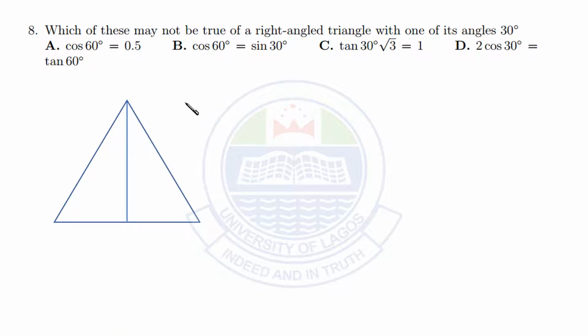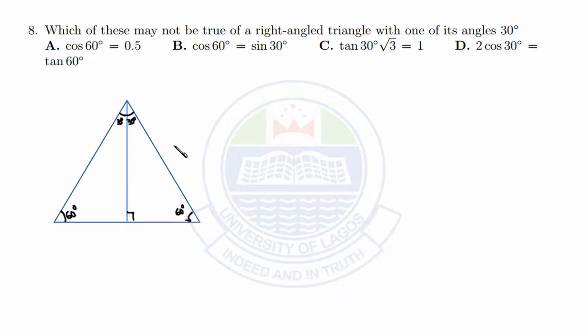In this question, they say which of these may not be true of a right angled triangle with one of its angles to be 30 degrees. So suppose we have an equilateral triangle. Of course an equilateral triangle has the property of having all its angles equal. That means each of the angles will be 60 degrees. So this will be 60 degrees, this 60 degrees, and this one also 60 degrees. Because I'm bisecting it here, I'm going to have this to be 30 degrees, and this also to be 30 degrees. That means I have a right angle triangle.